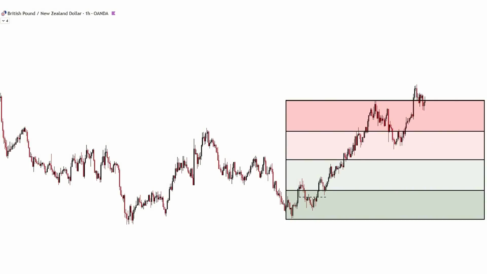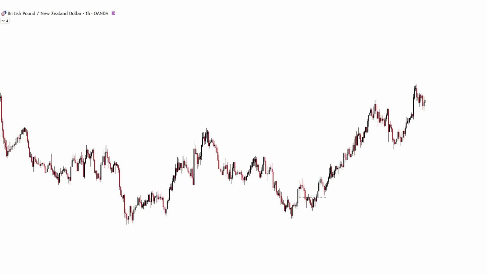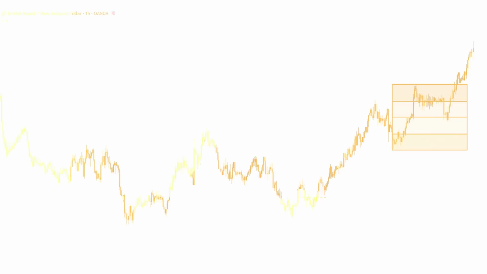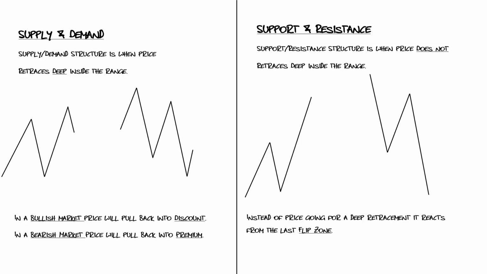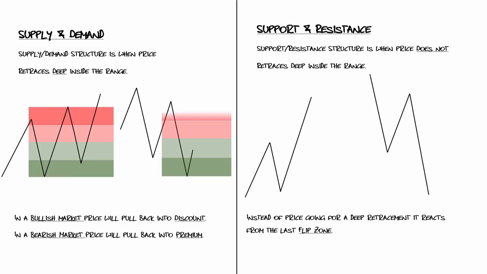Price fails to retrace deep inside of that range, so it abandons that range. So this could be a change of profile. And now this is your new range. A supply and demand structure is when price retraces deep inside of the range. In a bullish market, price will pull back into discount. And in a bearish market, price will pull back into premium.